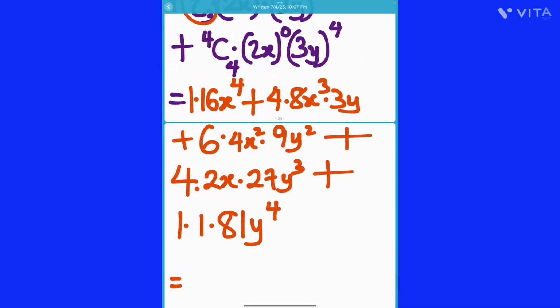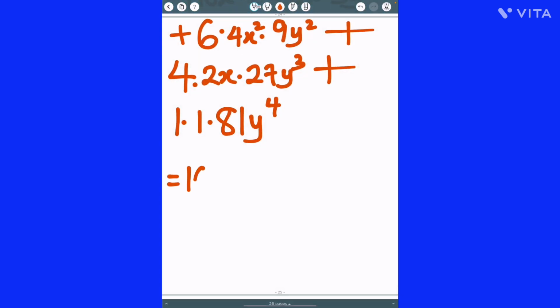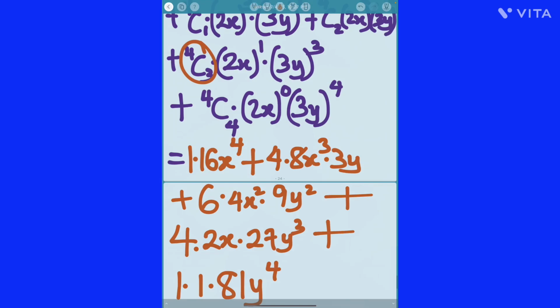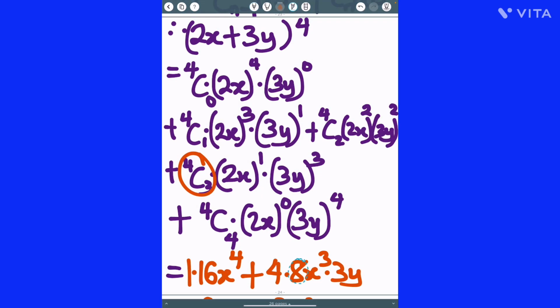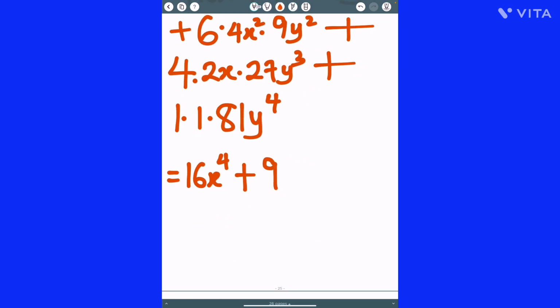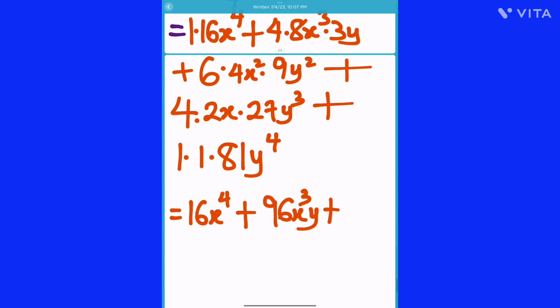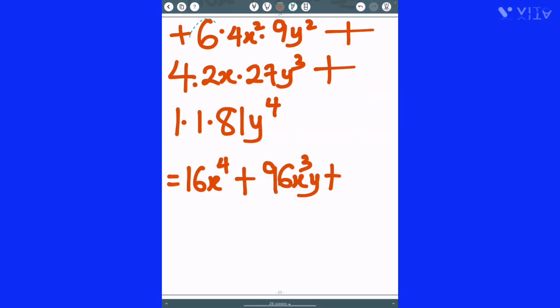What's my first term? 16x raised to power 4. I'll write that. 16x raised to power 4. My second term, I need to multiply constants here. 4 times 8, 32. 32 times 3, 96x cubed y. This is x cubed y. That's 96x cubed y plus, what's my third term? I think I have that right on this page. 6 times 4, 24. 24 times 9, that should be 216x squared y squared.